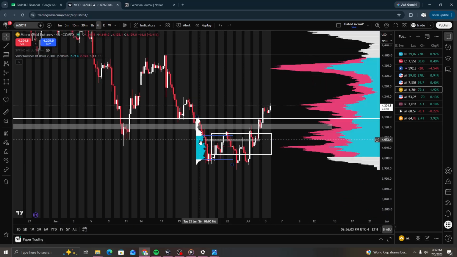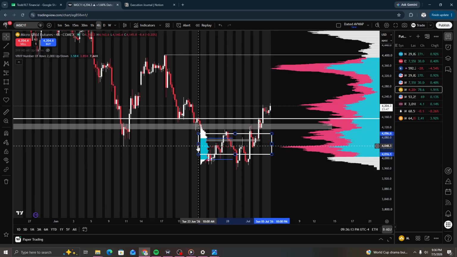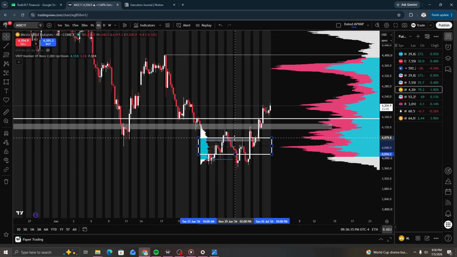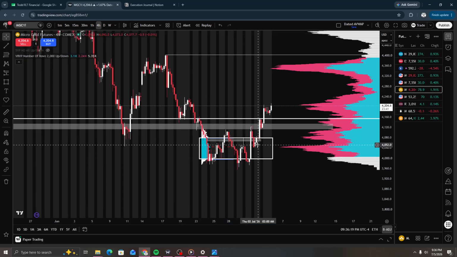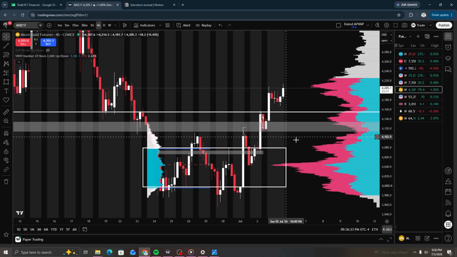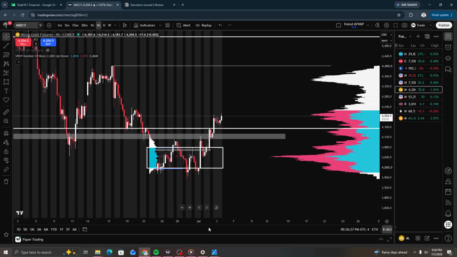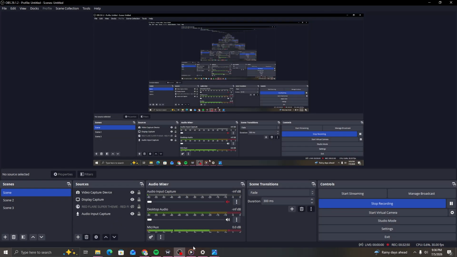So we had our initial range, which really occurred right here. Yeah, pretty much occurred right here. Broke out, got basing. Wait one second.